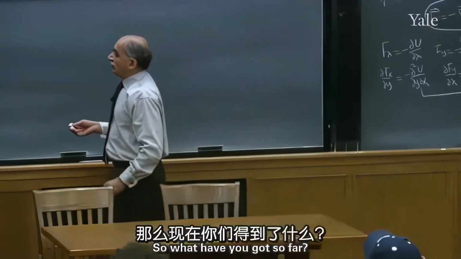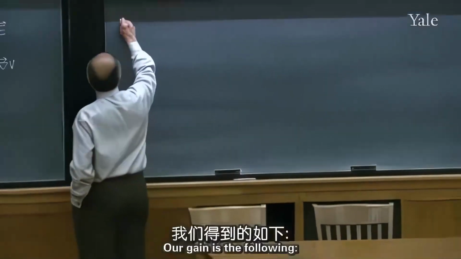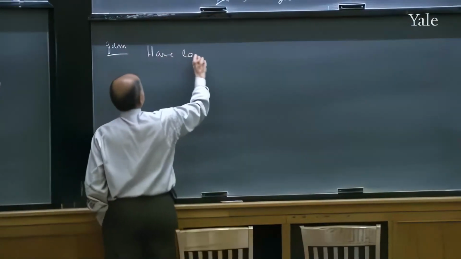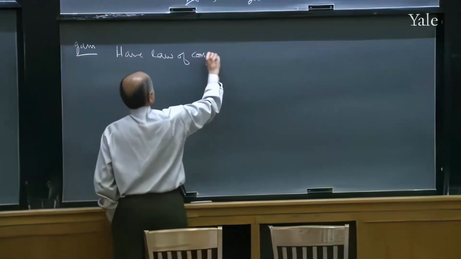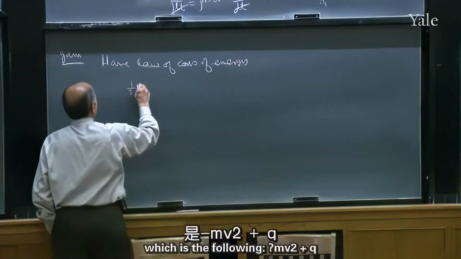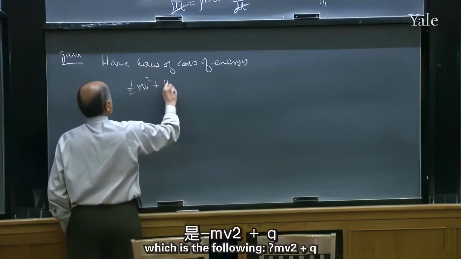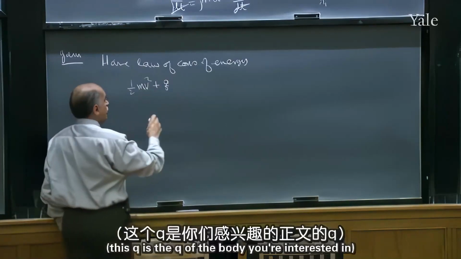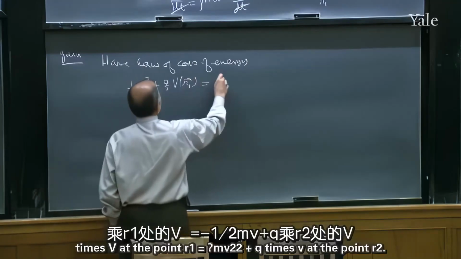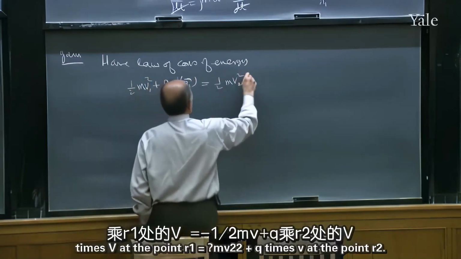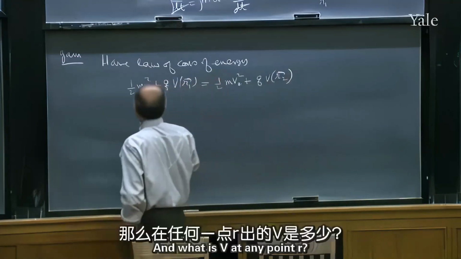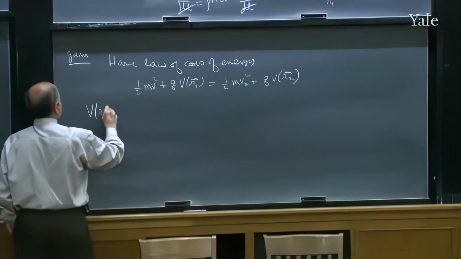So what have we got so far? Our gain is the following. We have a law of conservation of energy, which is the following: 1/2 mv1 squared plus q, the charge of the body you're interested in, times V at the point r1, is equal to 1/2 mv2 squared plus q times V at the point r2. And what is V at any point r?